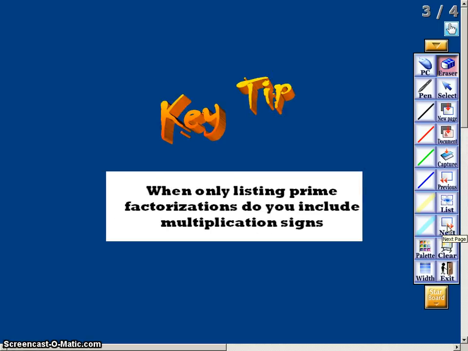Now, a key tip: we'll only list multiplication signs in prime factorizations. You need to include multiplication signs whenever you're listing prime factorizations. When you're listing prime factors, you just list the numbers.